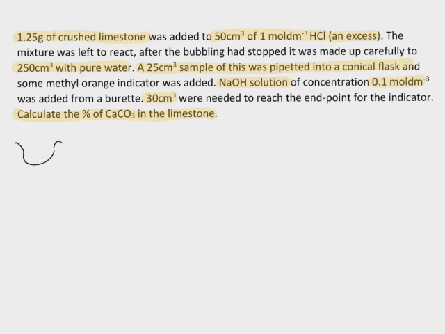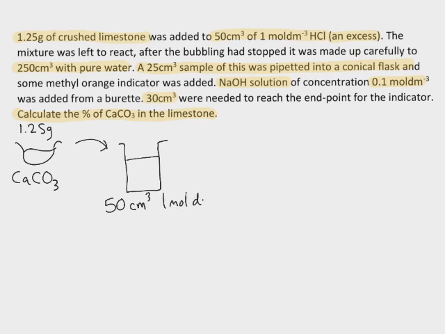That always means by mass. So I started with 1.25 grams of limestone. I'm writing the calcium carbonate formula, but obviously it's not all calcium carbonate, otherwise I could just work out, I know the mass of that, so that wouldn't help me. So again, I'm writing down what I'm adding it to. I'm adding it to HCl. I've got a volume and a concentration.